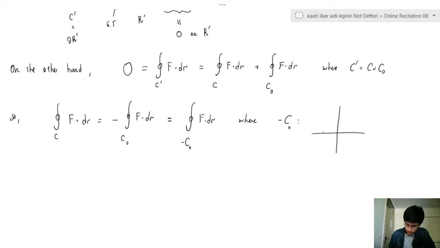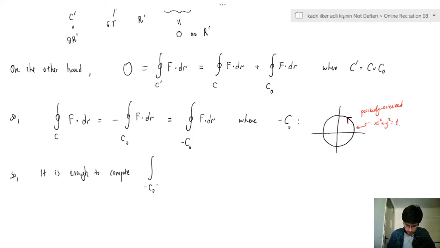So now we have again a unit circle, but with a positive orientation. So now we have the positively oriented unit circle. On it, x squared plus y squared is 1. Therefore, our final touch is that it is enough to compute this line integral.